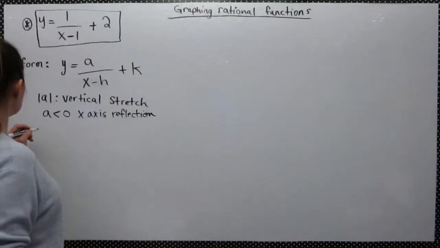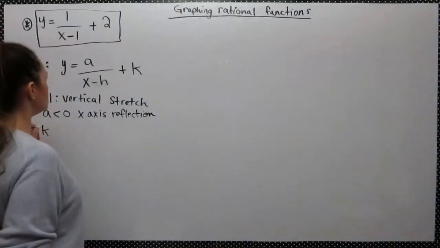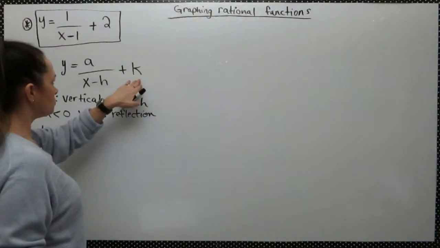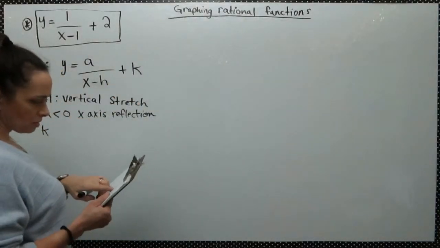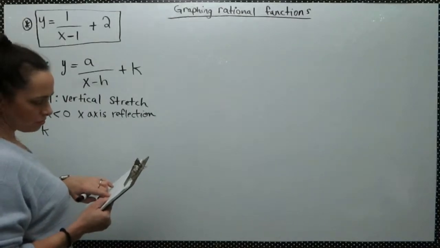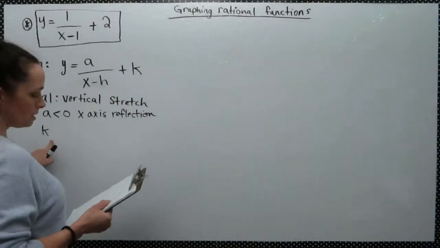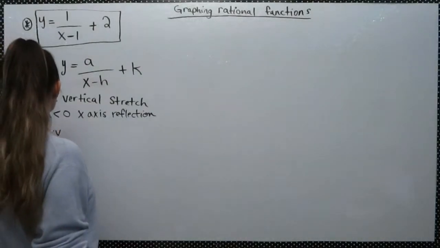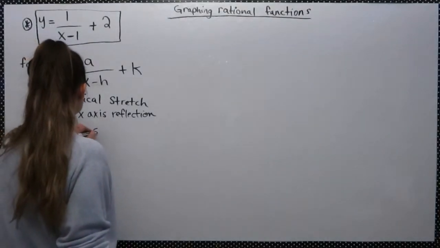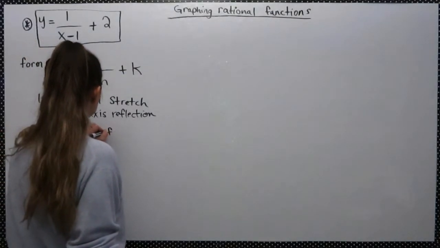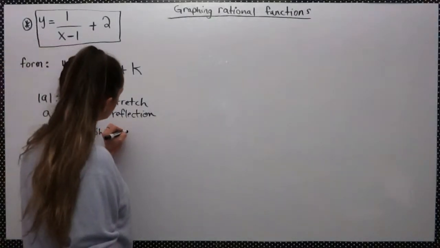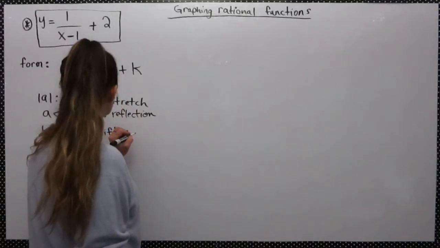And it says k is the vertical translation, or rather k is your horizontal asymptote. It's a vertical shift, because you're going up and down, and it's also your horizontal asymptote.